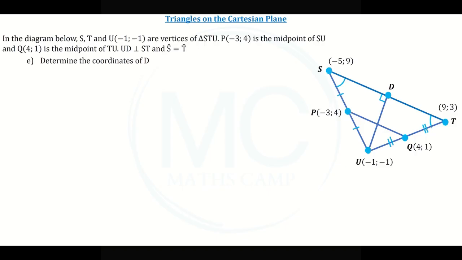Determine the coordinates of point D. From the question and the diagram, we can see that UD is perpendicular to ST. UD runs from the tip of the triangle over here down to the base on ST. The only way that these lines can be perpendicular is if UD cuts ST in half. In other words, point D lies in the middle of S and T. And this means that D is the midpoint of ST. So we can use the midpoint formula to find the coordinates of point D.